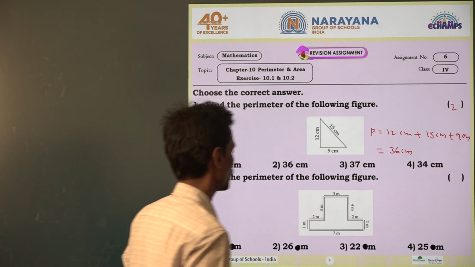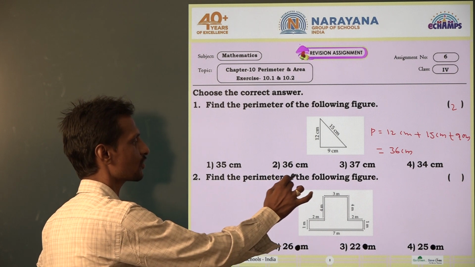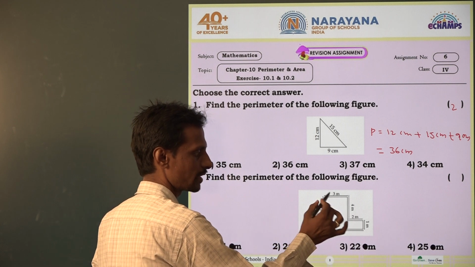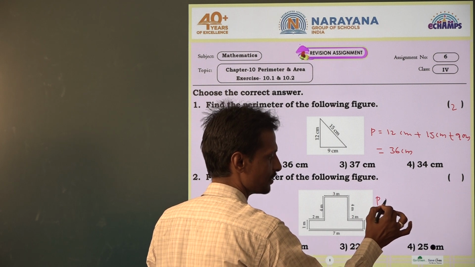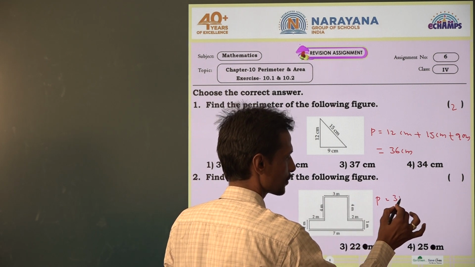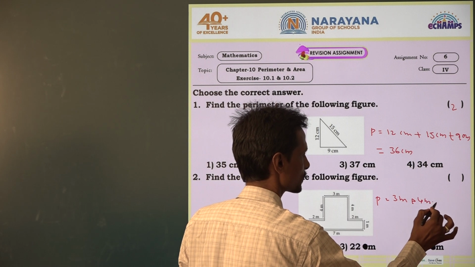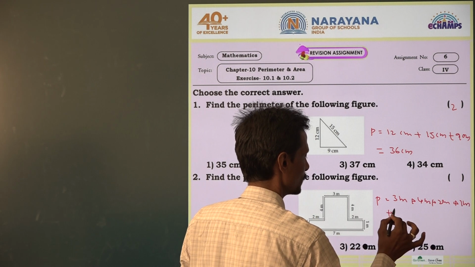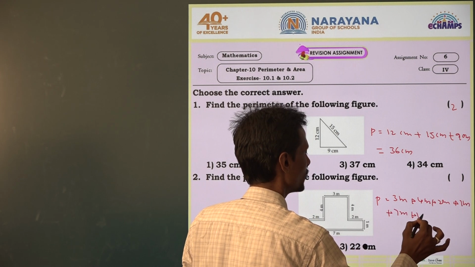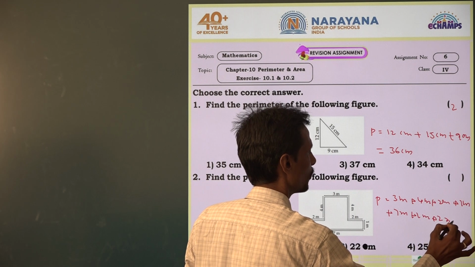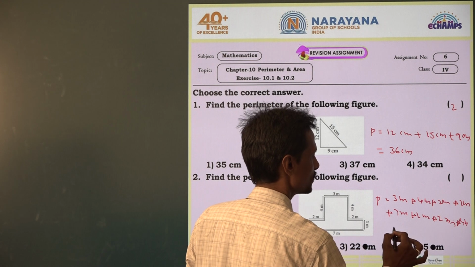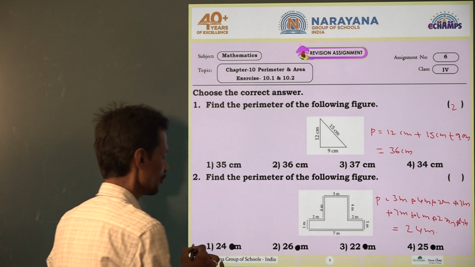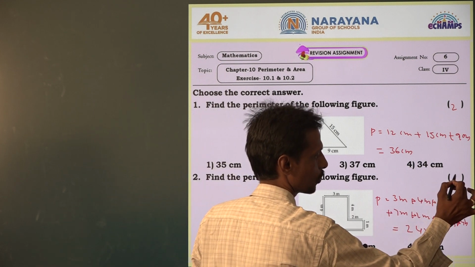So the second one is correct. Second question, find the perimeter of the following figure. This is also the sum of all sides. So adding all the sides of this, the perimeter will become: P, perimeter, is equal to 3 meters plus 4 meters plus 2 meters plus 1 meter plus 7 meters plus 1 meter plus 2 meters plus 4 meters is equal to 24 meters. In this, the first option is 24 meters. So option 1.